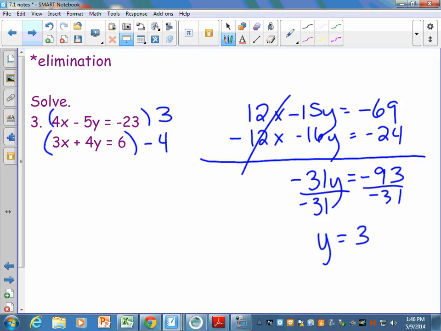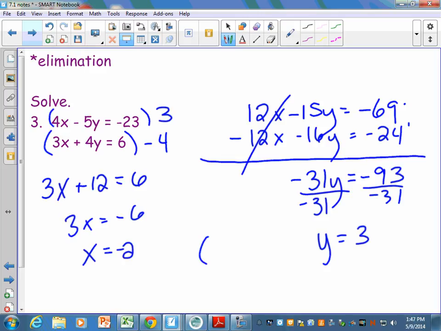Definitely lots of room for arithmetic errors, but the process is really what I'm looking for here. We've got to find the x that goes with this. So again, you can plug it back in here, or you can plug it back in either one of these. I always go back to the original because I can deal with smaller numbers better, and it doesn't matter. You're going to get the same answer no matter where you plug it back in. If I plug it into the bottom one here, 4 times 3 is 12. So if I subtract 12 over, I get -6. So x equals -2. And so those two lines would intersect at the point (-2, 3).